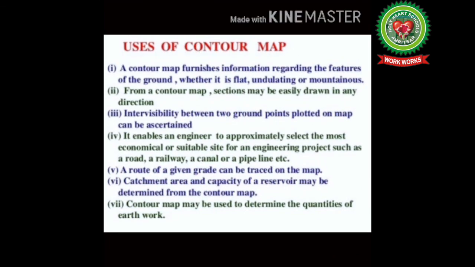At last, what are the uses of a contour map? A contour map furnishes information regarding the features of the ground, whether it is flat, undulating, or mountainous. From a contour map, a section may be easily drawn in any direction. Intervisibility between two ground points plotted on the map can be ascertained. It enables an engineer to approximately select the most economical or suitable site for an engineering project such as a road, a railway, a canal, or a pipeline, etc.